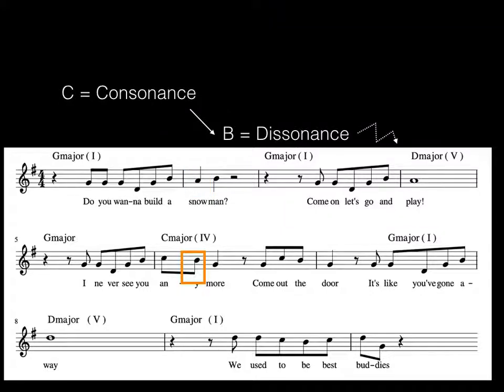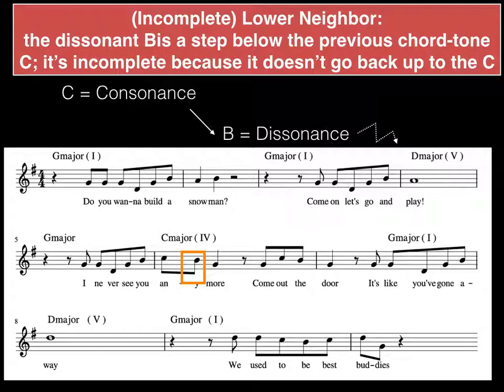Now let's look at that B on the second line. That little melodic chunk there starts with a C, that's a consonance, and then you step down to the B, and then you leap away. This is our incomplete lower neighbor, because the dissonant B is a step below the previous chord tone. So it's acting like a neighbor because it's a step below, but then it's incomplete because it doesn't go back up to the C.